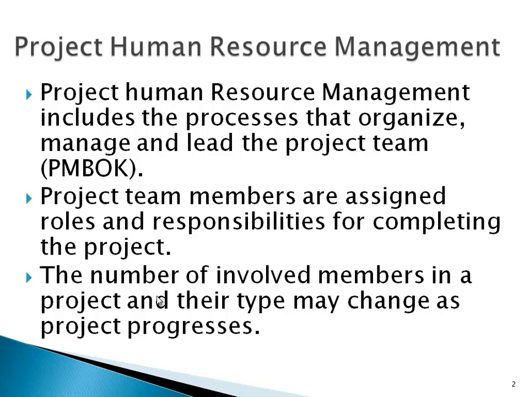within a certain project. The number of involved members in a project and their type may change as the project progresses. So, for example, at the beginning, maybe 2 or 3 members will be involved. At the middle, maybe 7 members will be involved. And then towards the end, maybe again 2 or 3 members involved. Again, the type and the number of people involved in the project will vary based on the project progress.